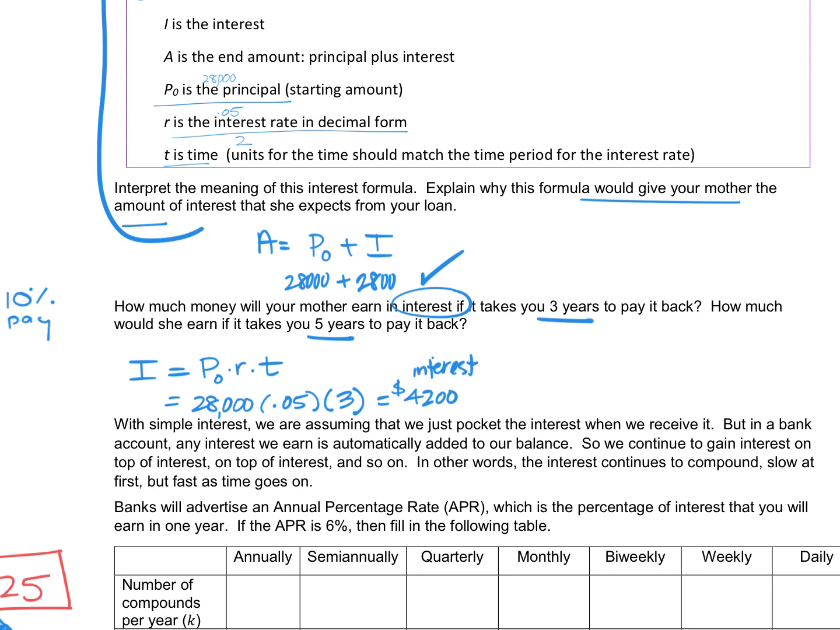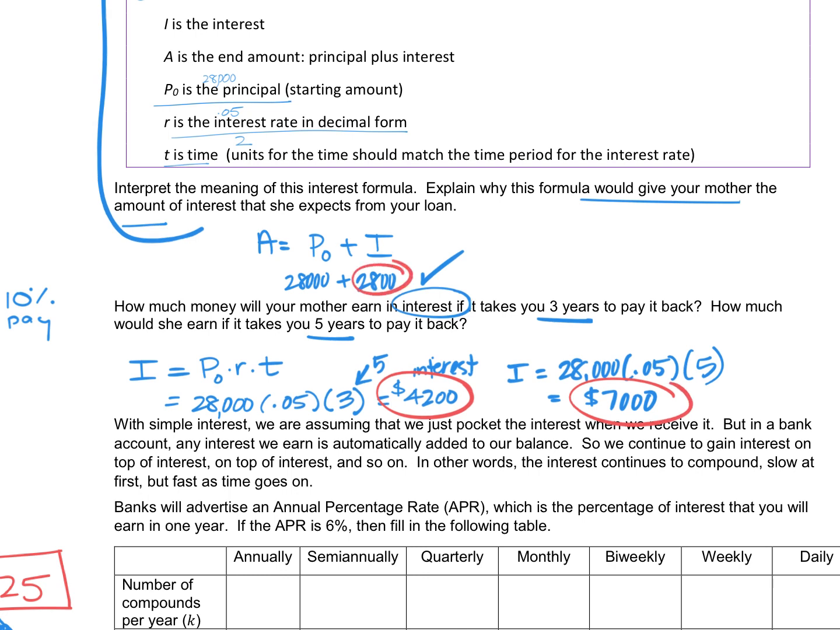And so if we take 5 years, we're just going to change that to a 5. So our interest is equal to 28,000 times 0.05 times those 5 years, and that's going to be now $7,000. So you can see that the longer we're taking to pay, the more interest that we're going to have to pay as well. So it's going to cost more in the long run if we take longer to pay it off. All right, when we get back, we'll talk about something called compounding interest.